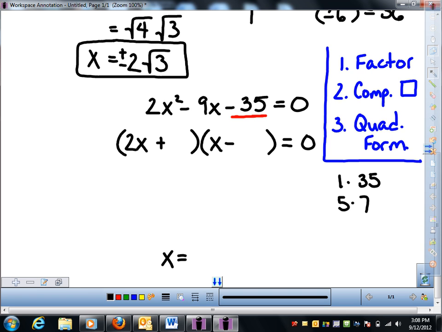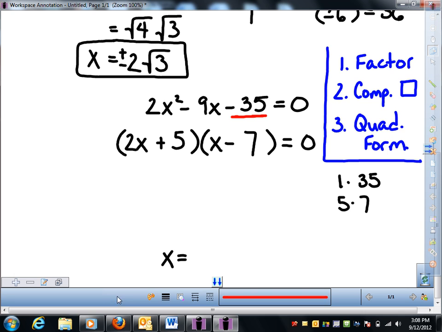So let's go ahead and look at this. I'm going to go just in the order that I have them written. I'm going to plug the 5 in here. I'm going to plug the 7 in here. Here's what I do know. If I take 2x times x, I get 2x squared. If I take 5 times negative 7, I get negative 35. I know we're in pretty good shape from that standpoint. How do I know for sure I got the negative 9x?